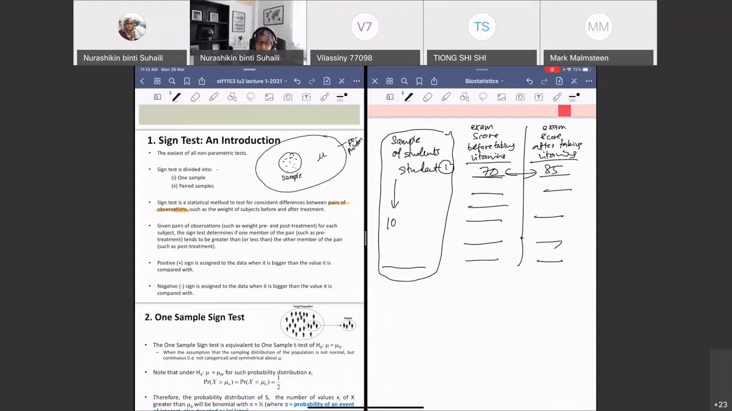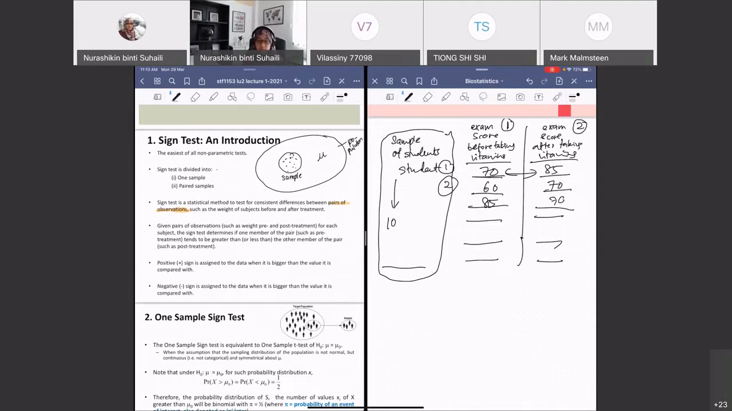Let's say this one is 70, 85. Here, student 2 got, let's say, 60, 70, 85, 70, like that. So how are we going to compare? If we compare 70 and 85, I name it like 1, 2, the first situation. 70 is less than 85, right?